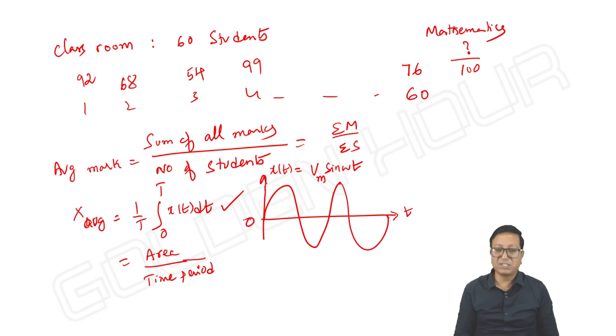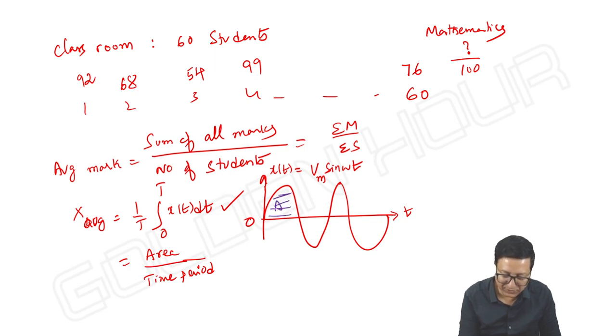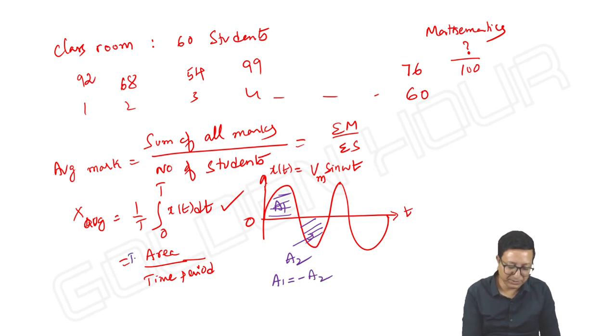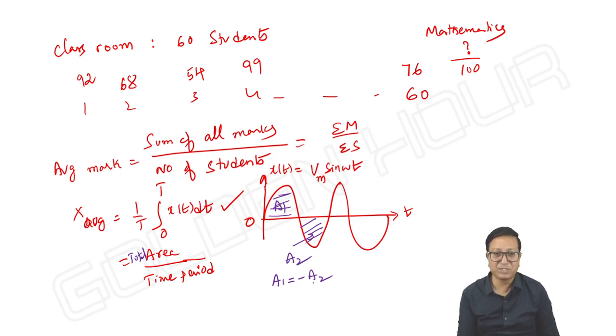Just by observation, we can say the area is 0. If I take this particular portion, this is A1 and this is A2. So what is the relation between A1 and A2? A1 is equal to minus A2. What is the total area? A1 plus A2, in which A2 is equal to minus A1, so ultimately it is 0.